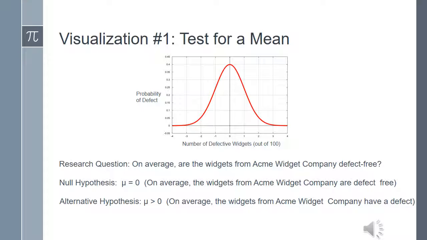Null hypothesis, mu equals 0, meaning that the mean for defective widgets is 0, no defective widgets. Alternative hypothesis, mu not equal to 0, meaning that the mean for the defective widgets is not equal to 0, there are defective widgets.